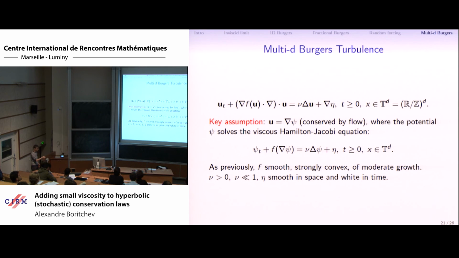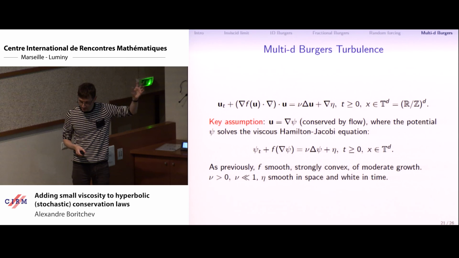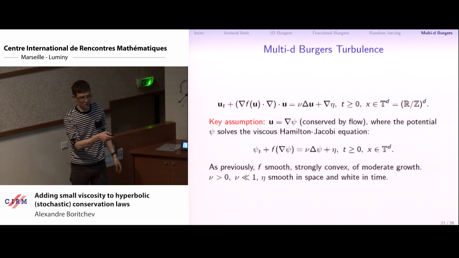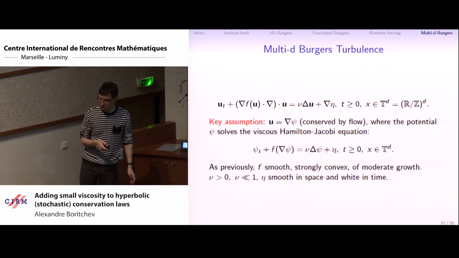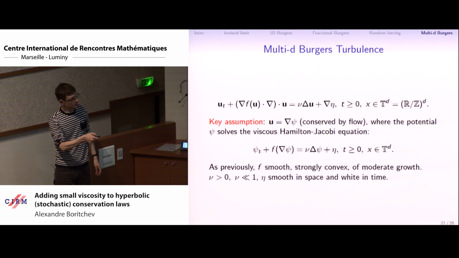Again, you have a convexity constraint on F. But there is one assumption which we can't do without, because without this assumption we have no Oleinik's estimate, which is that U is a gradient of some potential psi. Actually, it suffices to take the initial condition to be a gradient, as here you see the forcing is already a gradient. So this is something which is conserved by the flow, and an easy way to see it is just that you take the potential at the initial time 0, then you make psi solve the viscous Hamilton-Jacobi equation of this type, and then the gradient of psi will solve this multi-D Burgers equation.